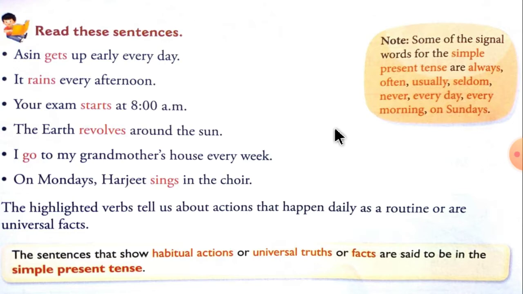So, let me tell you once again what is a simple present tense. Habitual actions means if you are having a habit of something. Universal truths means universal facts, the truth which you cannot change. For example, the earth revolves around the sun, so you cannot change that. So that is the universal truth. And facts means reality. That I live in India, so that is the fact. So all these things go under simple present tense.